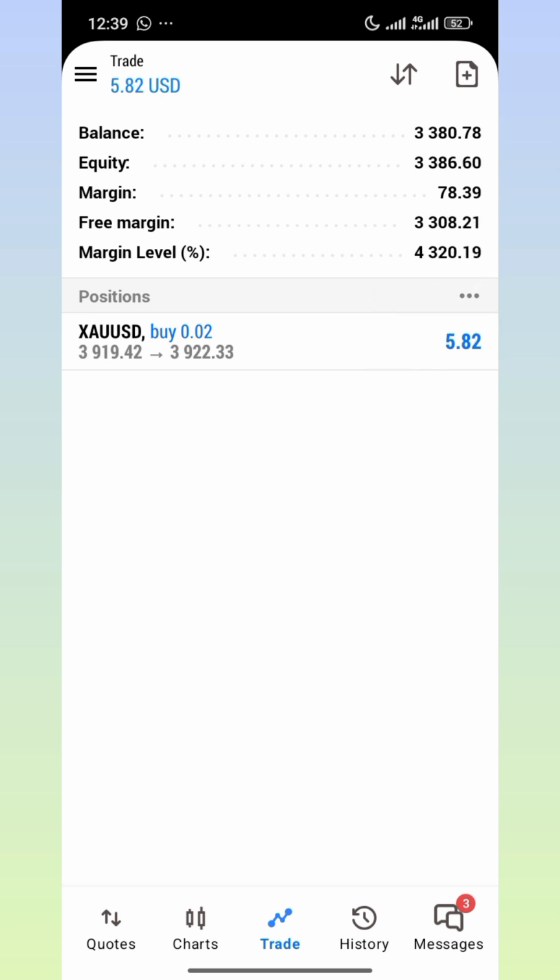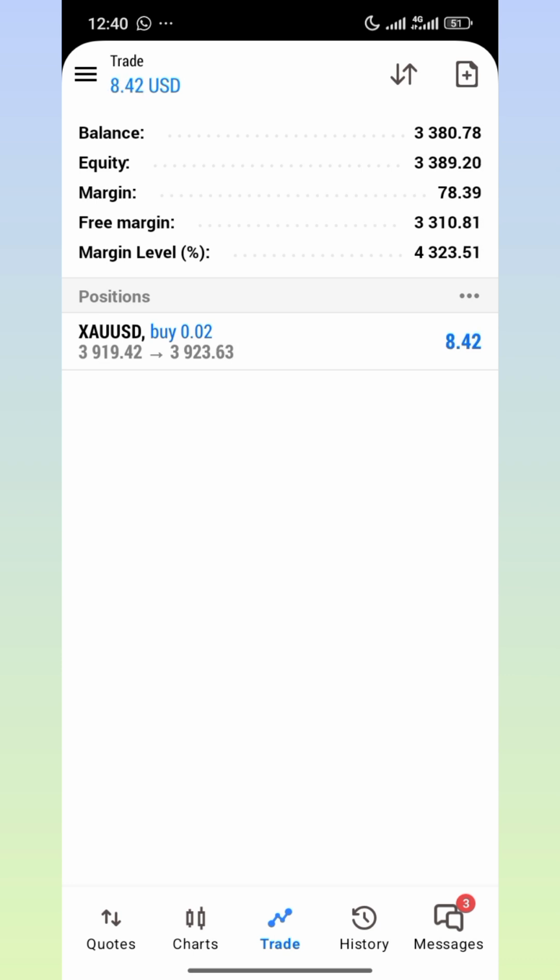So now to get the equity, it is the balance plus the floating profit or the loss. But in this case, it is the profit. It can also be the loss. So it means when you add this value to the balance, you get the equity. So that is how equity is.